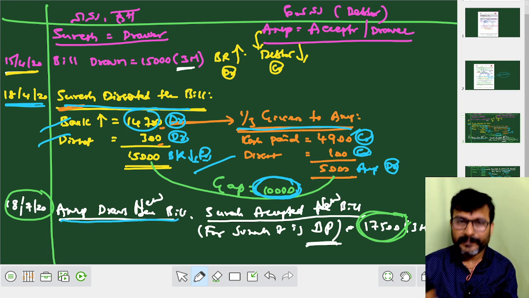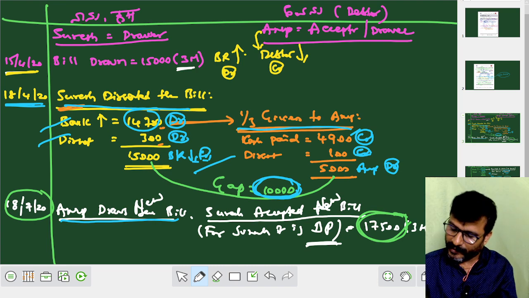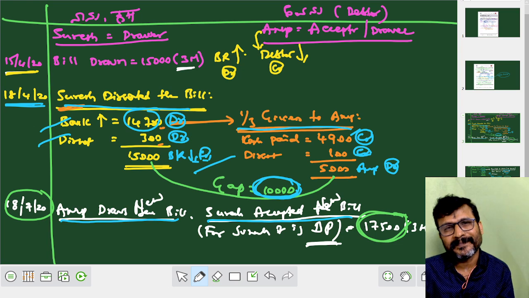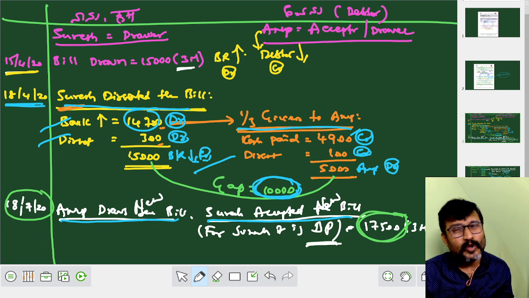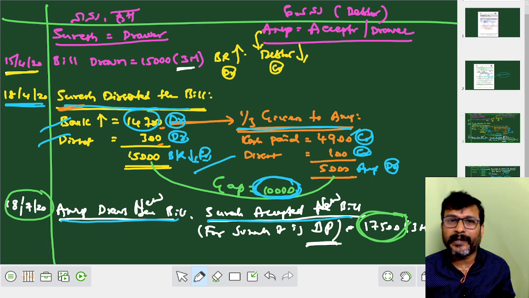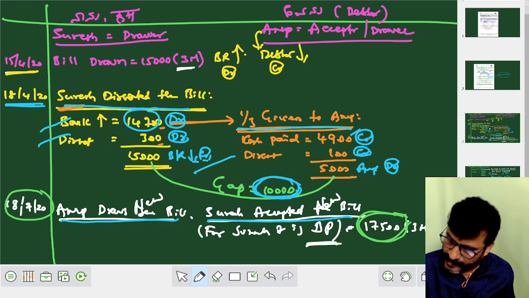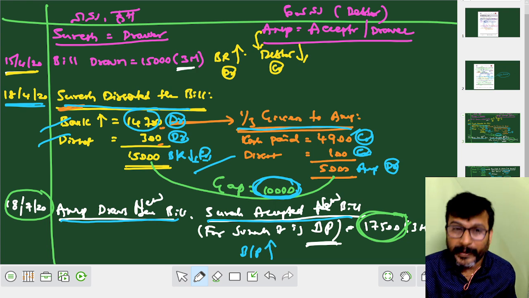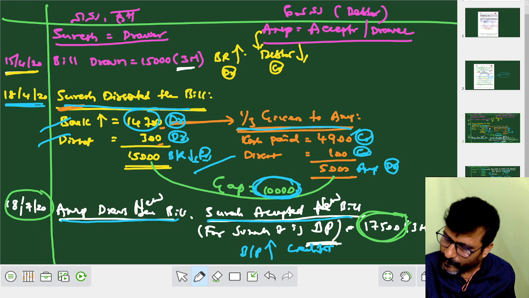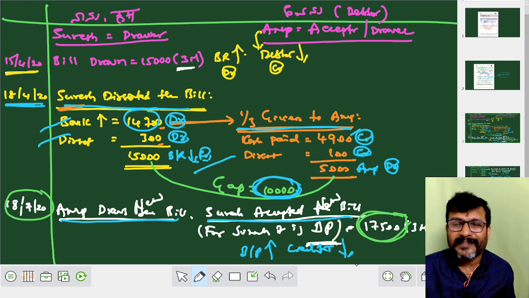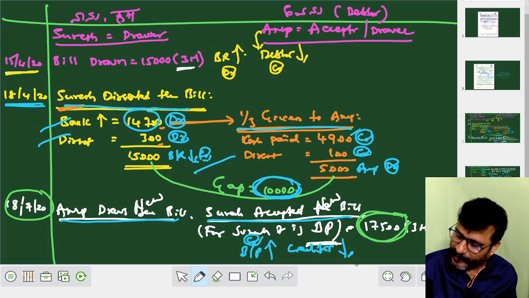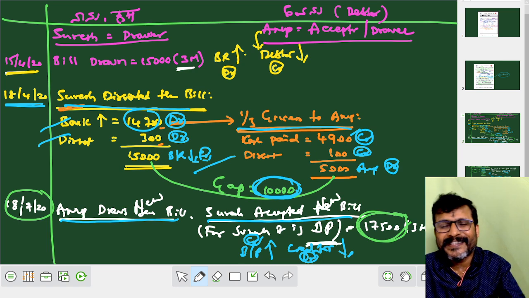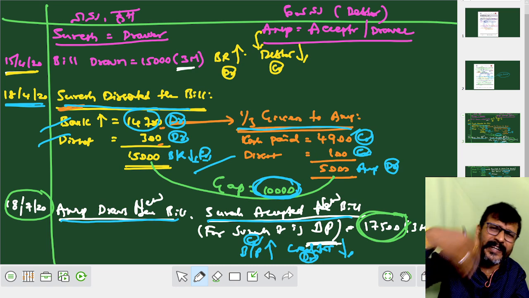Anup draws a new bill. What happened? Anup draws a new bill. Suresh accepted a bill. Who accepted the bill? Suresh accepted the bill. You are doing answer for whom? Suresh. When Suresh accepted the bill, what happened? For Suresh, it is a BP. BP increased. Creditor decreased. Who is creditor? Same Anup only. When BP liability increased, it is liability, right? When liability increased, it is to be credited. Anup decreased. As a creditor decreased, it is to be debited.